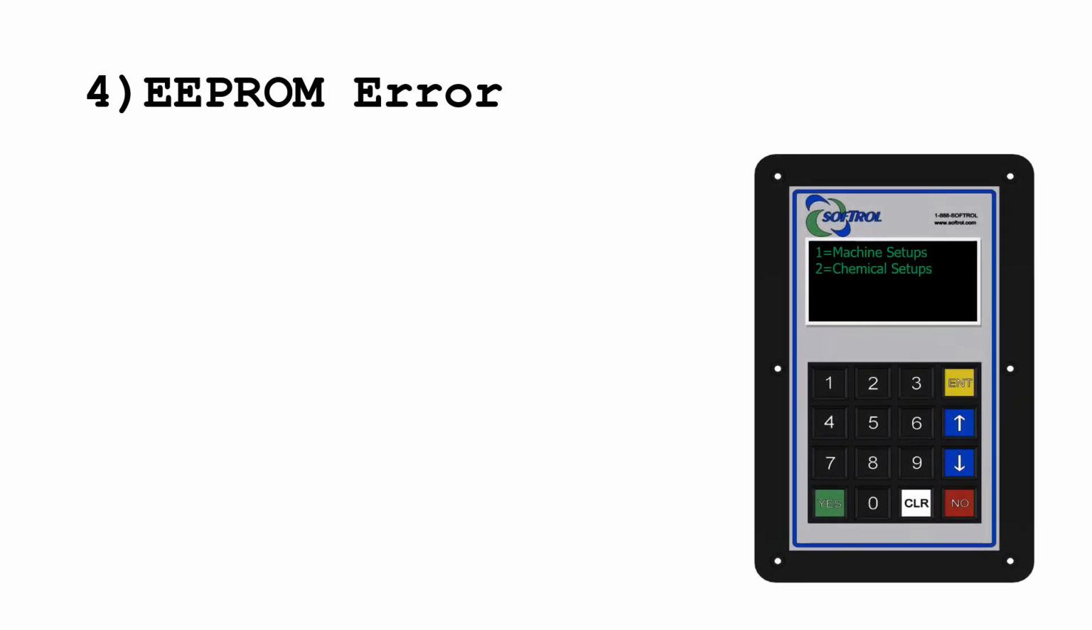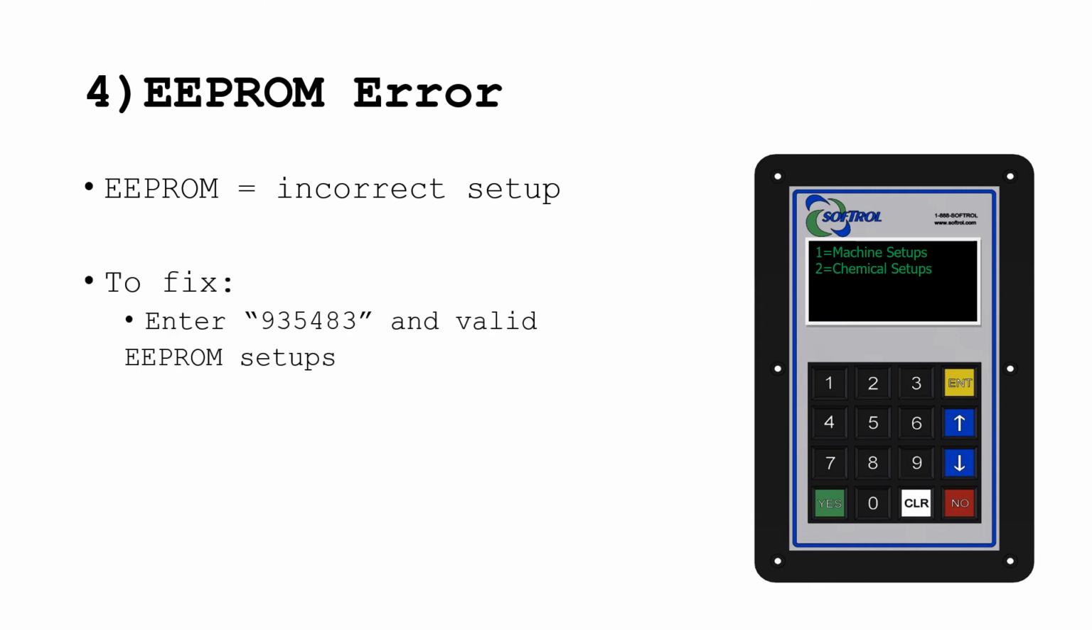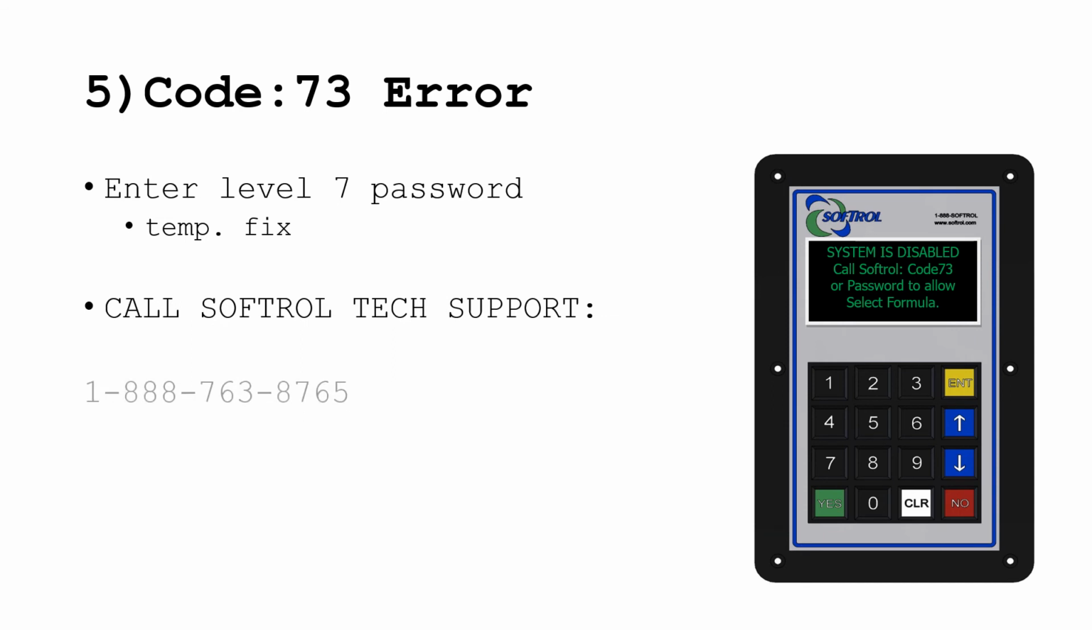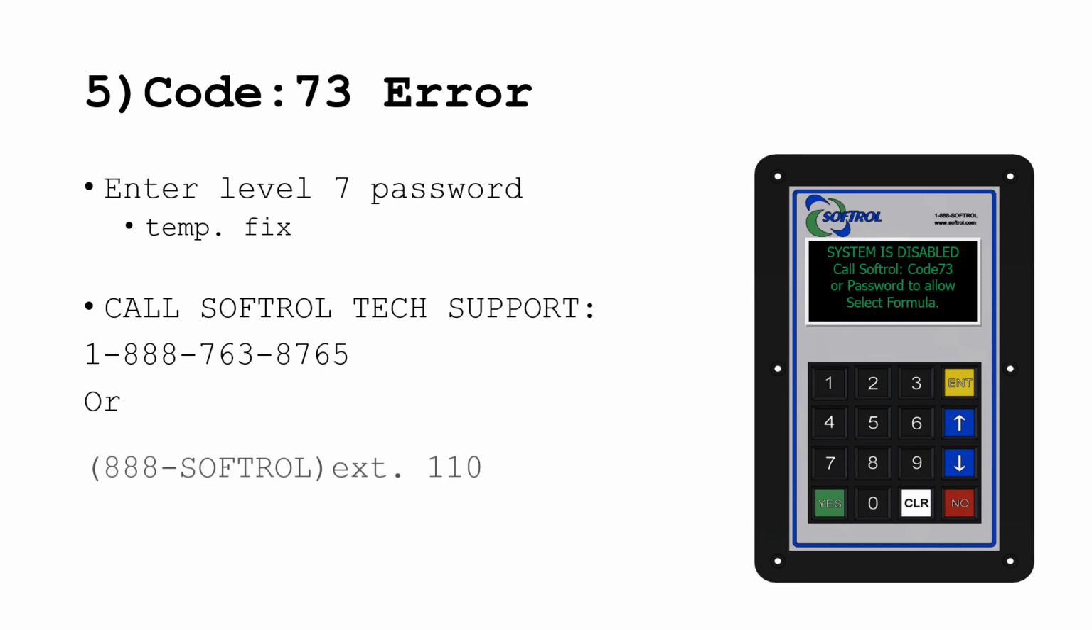4. EEPROM error. If the display shows this message during startup, it indicates that the EEPROM doesn't have the correct setups. To fix, enter 935483 and enter invalid EEPROM setups. 5. Code 73 error. If the display shows this message, enter in the level 7 password and the system will be allowed to operate for about a day. Call Softrol tech support at 1-888-763-8765 or 888-SOFTROL, extension 110, to clear.